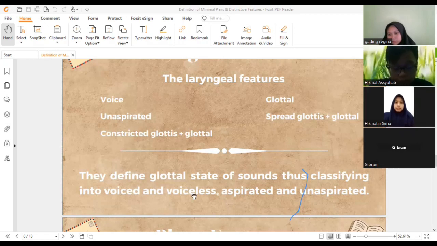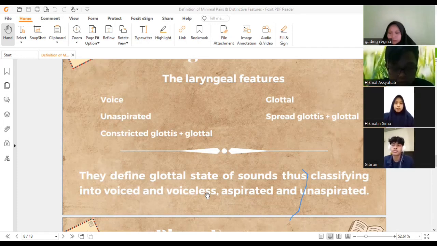And the last one, distributed and non-distributed. Distributed sounds are produced with a constriction that extends for a considerable distance along the direction of the airflow. Non-distributed sounds are produced with a constriction that extends only for a short distance in this direction. And in English, this feature is useful to differentiate between S and Z.